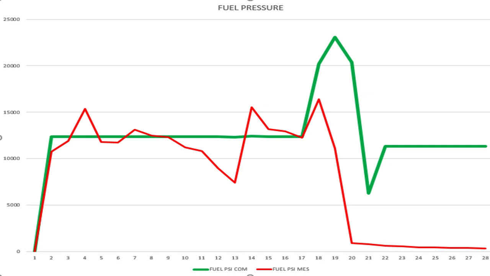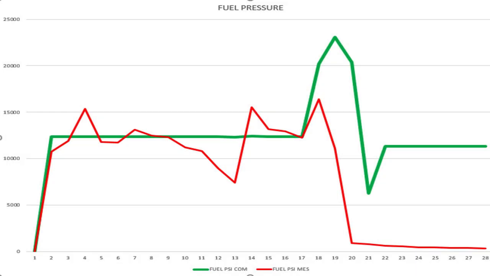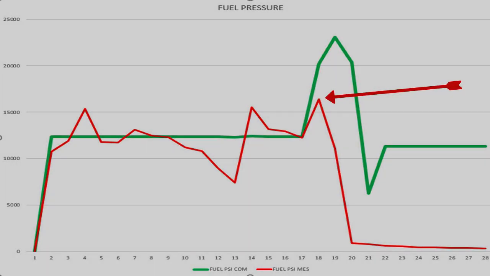So the 1911s, what would cause that? Well, the red is measured, the green is commanded. So let's take a look at what happens with the red there, where it jumps way above up to almost 16,000. Next, we can see where the commanded goes up to about 23,000, but the measured never makes it over about 17,000.